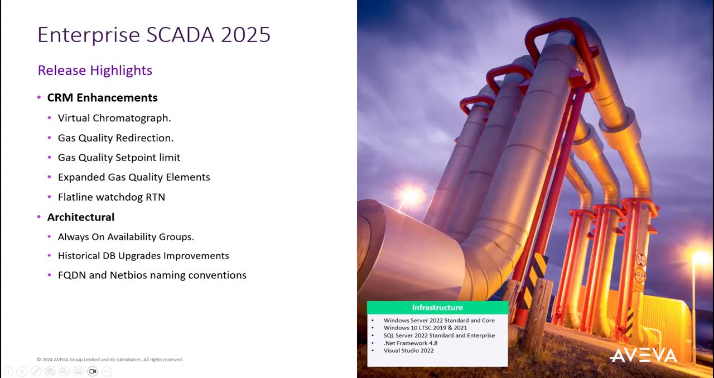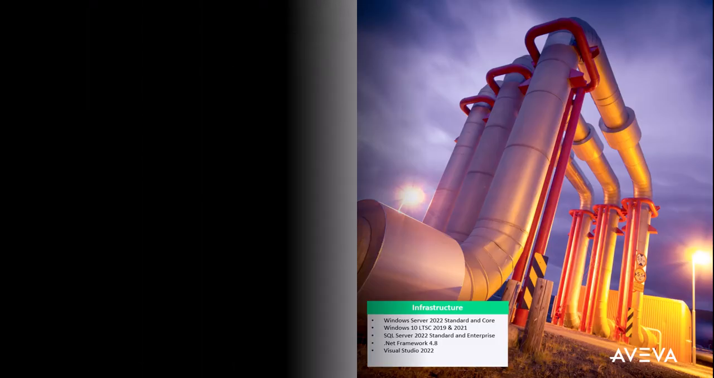We have added the following features: virtual chromatograph, gas quality redirection, gas quality setpoint limits. We have expanded the gas quality elements and enhanced the flatline watchdog return to normal. On the architectural side, we added support for Always On availability groups, historical database upgrade improvements, and added support for a fully qualified domain name and NetBIOS naming conventions.